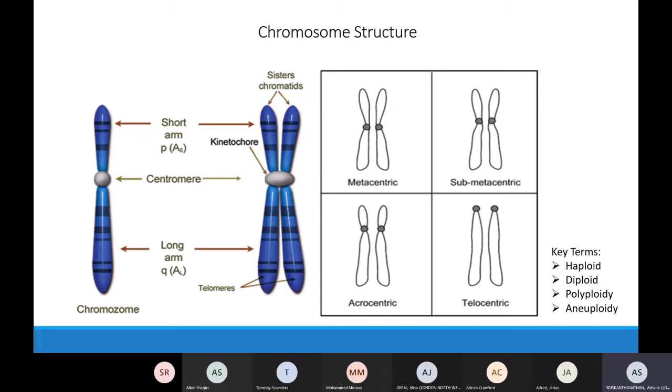Submetacentric is when it's slightly off center, so the P arm becomes a little bit shorter. Acrocentric is when it's a lot further along the chromosome, so the P arm's a lot shorter. And telocentric is when that centromere is right on the end. And these telocentric chromosomes don't actually exist in most animals. I think there's just certain plant species, from what I remember, that they exist in. Definitely not in humans.